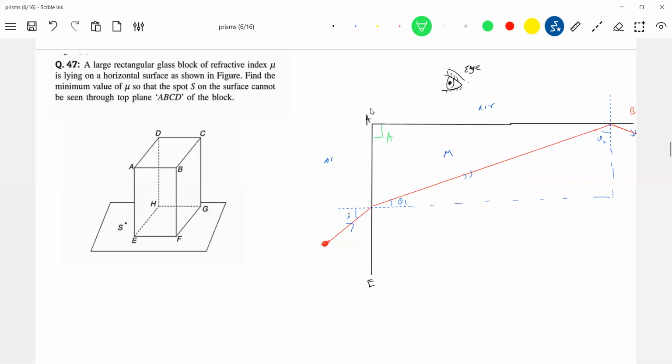So what is the condition for no emergence for a right angle prism? The angle of prism should be greater than 2 times the critical angle. And what is the angle of prism here? 90 degrees. I don't want to take the help of a slab or anything. So I'm just putting the idea that for the condition of no emergence, what should be the angle of prism? It should be greater than or equal to 2 times the critical angle for no emergence.